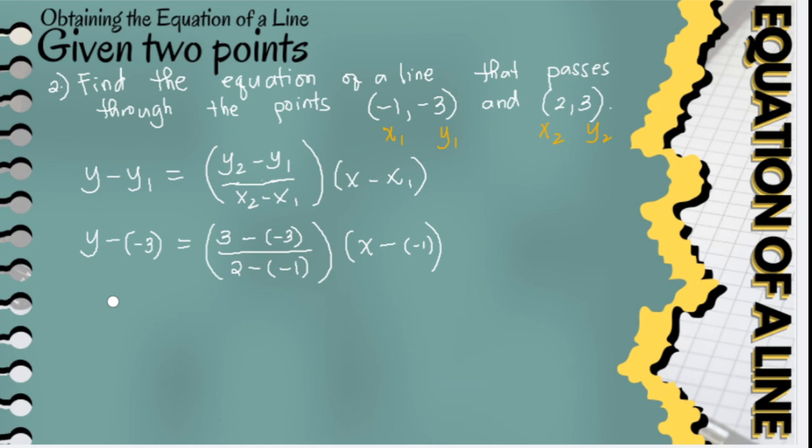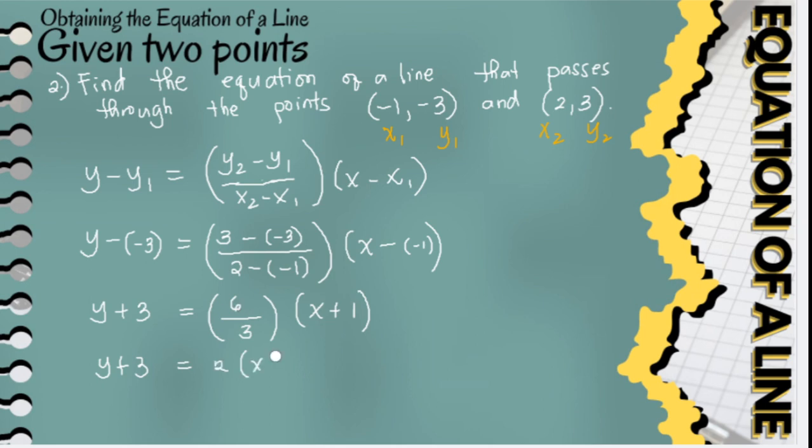negative and negative, this will be positive. Okay. And then same goes with here, negative and negative, so positive na yon. So 3 plus 3, that is 6, right? Over 2 plus 1, that is 3. Diba? Then x, magiging na tong plus 1. Okay. So y plus 3 equals 6 divided by 3 is 2, and then times x plus 1.